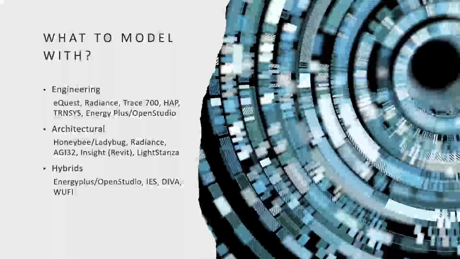Now, as far as what to model with, for engineering you're going to see eQuest, Radiance, Trace 700, HAP, TRANE, EnergyPlus, and OpenStudio, with EnergyPlus and OpenStudio being the most popular. Architectural, referring to daylighting, we've got Honeybee and Ladybug, Radiance, AGI32, Insight, Revit, and Lightstanza. The thing about the lighting ones is Radiance is actually the engine and the software program. The problem is the software interface for Radiance is the command line, so it's non-existent. So typically you'll have other software programs, AGI32, Lightstanza or Honeybee.